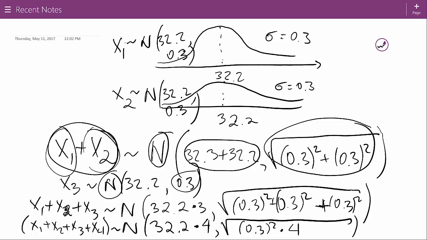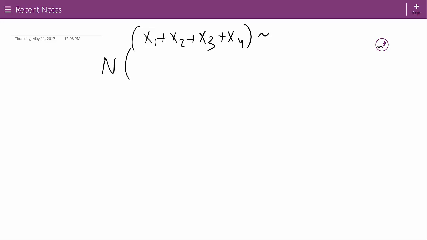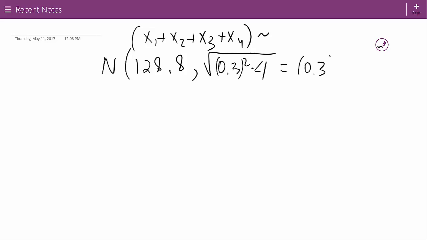All right, so now let's take a look. I'm going to create a new page. So x1 plus x2 plus x3 plus x4 is going to be normally distributed with the mean of 32.2 times 4, and that gives me 128.8, correct? And the standard deviation is going to be the square root of 0.3 squared taken 4 times, which is the same thing as 0.3 times 2. The square root of 0.3 squared is 0.3, the square root of 4 is 2. So there you go, and that is 0.6.